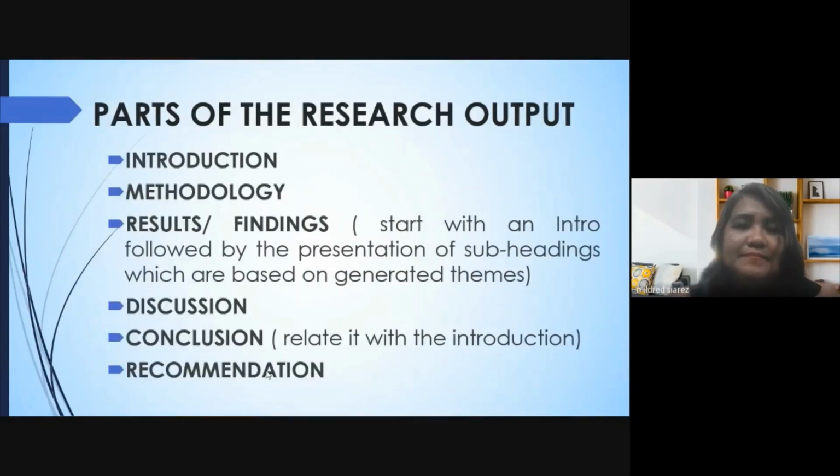Next slide please. And then this part, for your research output, you are expected to do the IMRAD. In the case of us, IMRAD, there must be an introduction, then there is the methodology, then there is the result and analysis. So present your findings, followed by the presentation of the subheadings, and then based on the generated themes nga generate ninyo, analyze it. Of course, when you analyze, you discuss, di ba? And then results and analysis, then discussion.